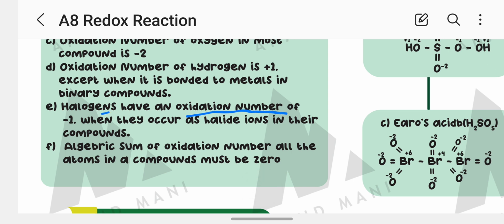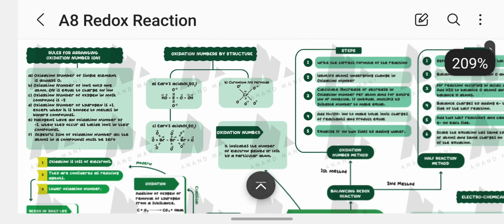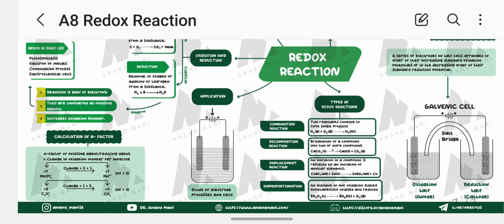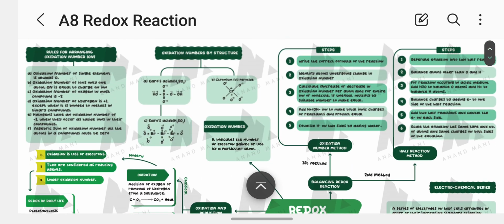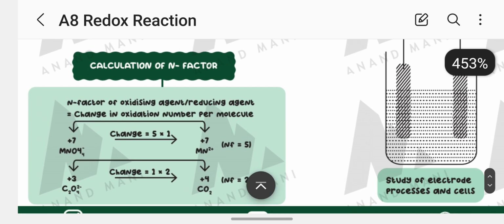Halogens have an oxidation number of -1 whenever they occur as halide ions in their compounds. So the algebraic sum of oxidation numbers of all the atoms in a compound must be entirely 0. Then what do you think the topic remaining is? I think the topic remaining is the application of redox reactions in the calculation of n factor. So let me move towards the n factor first of all.